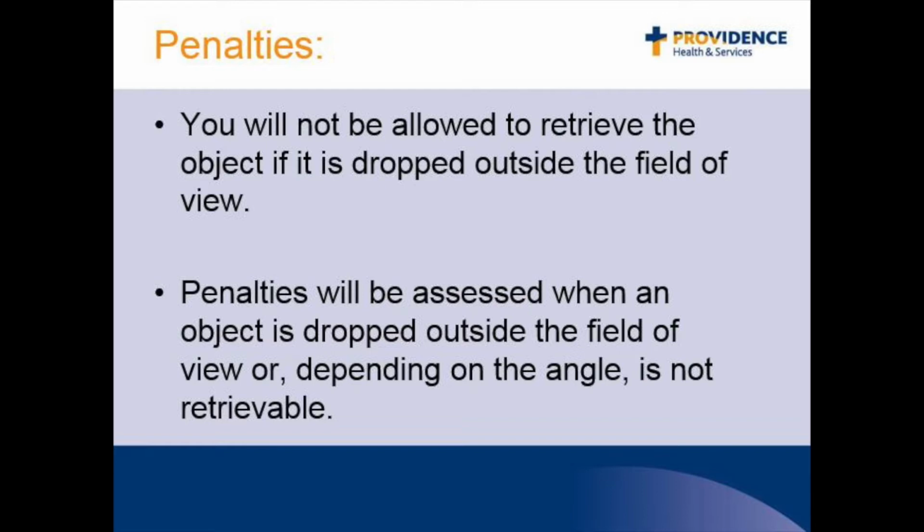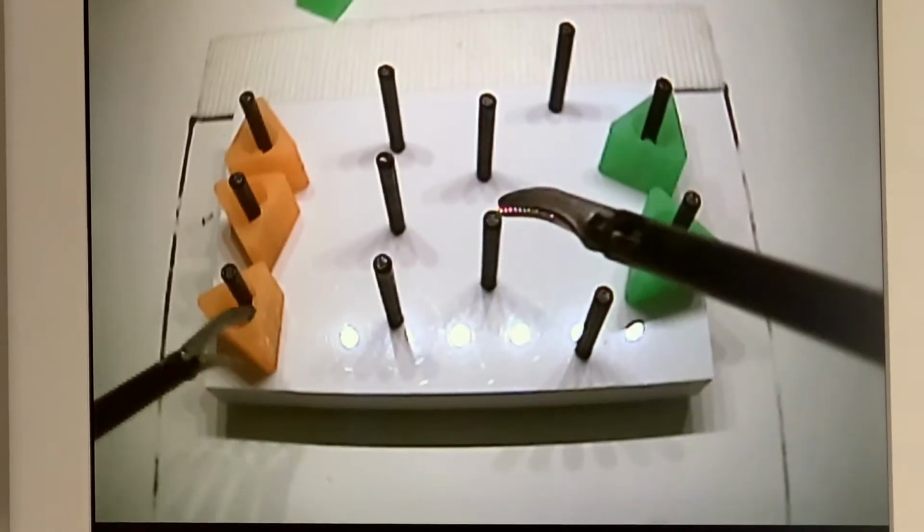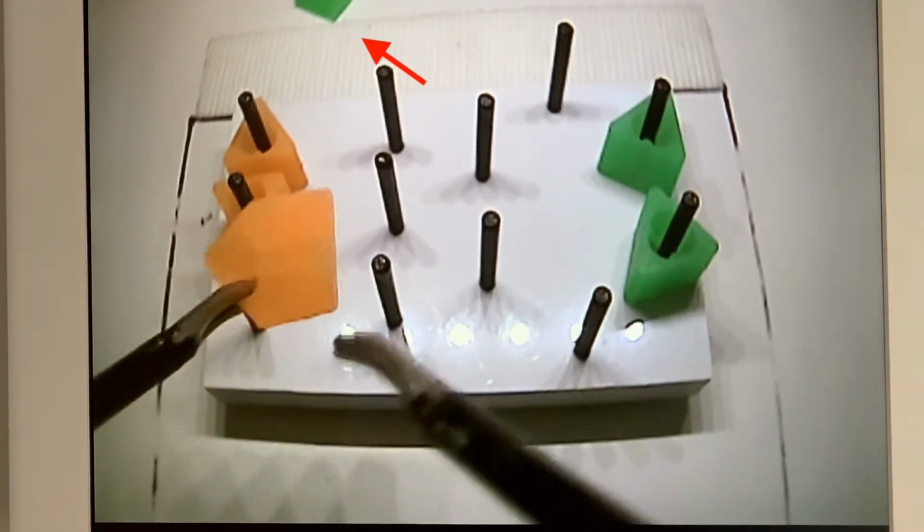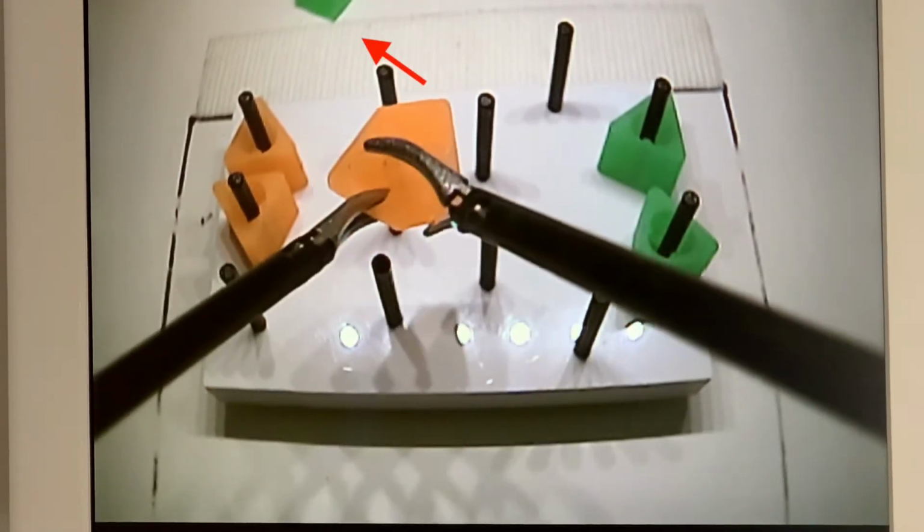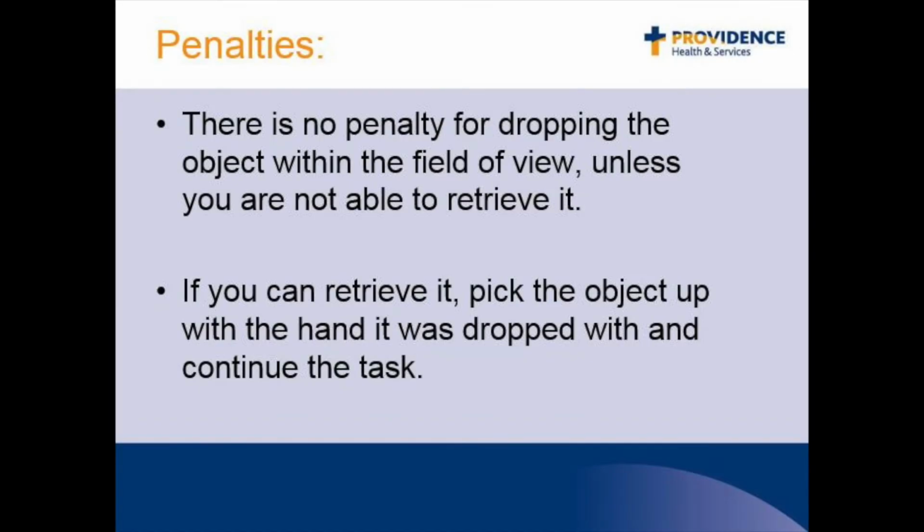Penalties are assessed when an object is dropped outside the field of view or is unretrievable. There is no penalty for dropping the peg within the field of view unless you are unable to retrieve it. If you can retrieve it, the peg must be picked up with the hand it was dropped with prior to continuing the task.